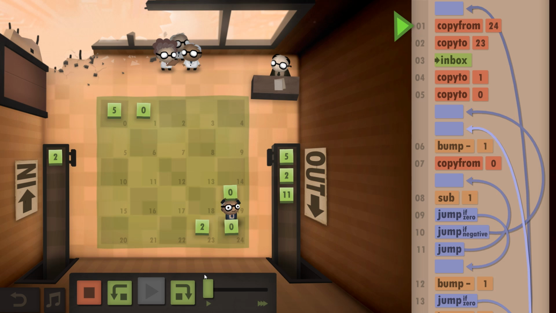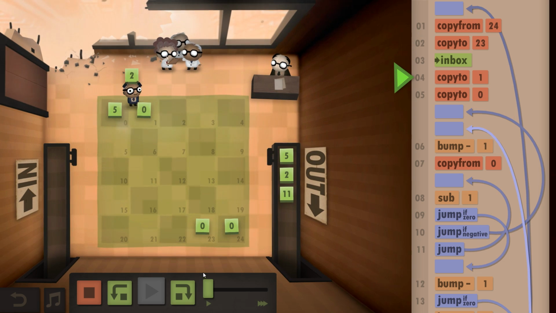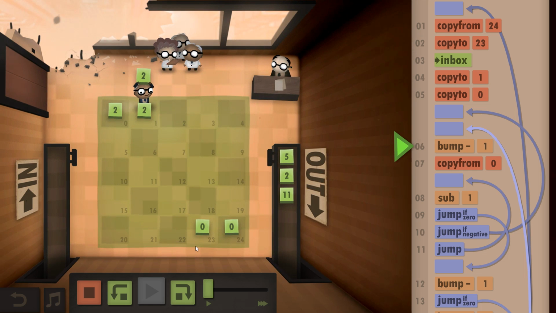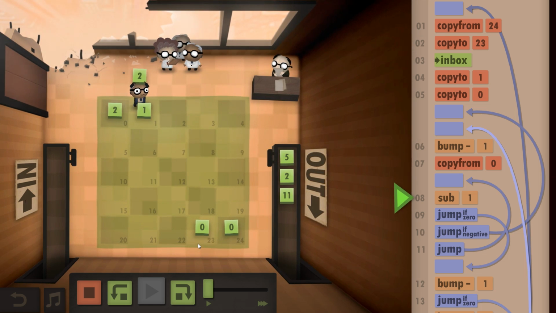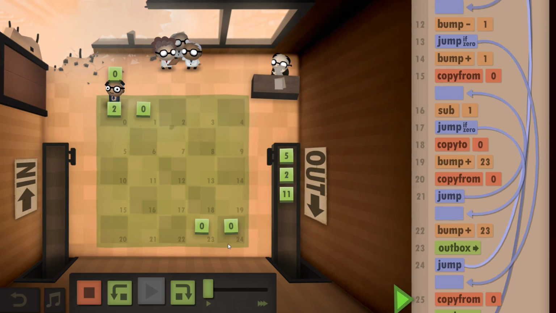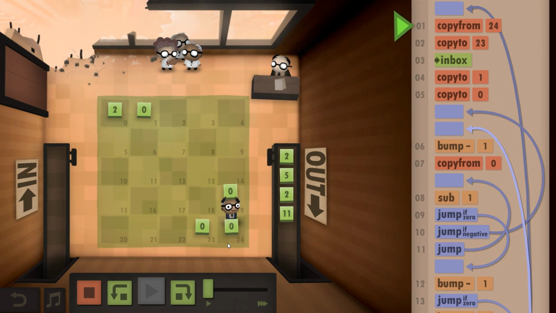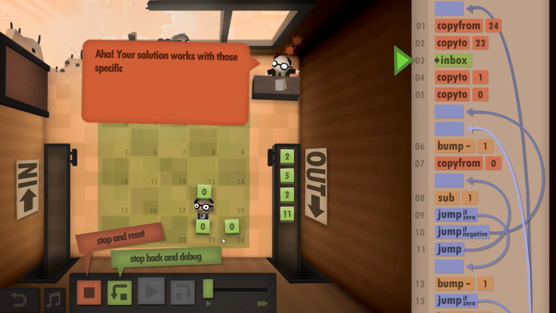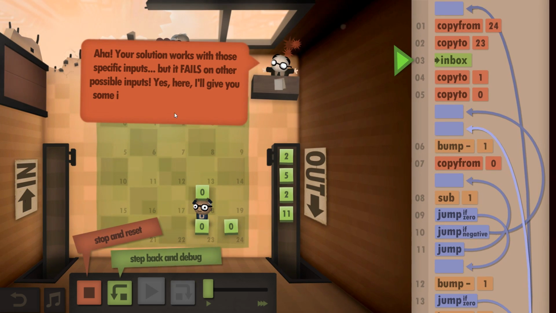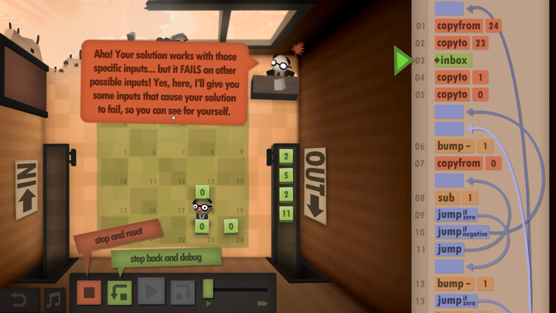But this is not a robust solution. I'm pretty sure I'm gonna get that message. Actually, I'm certain. But it's something. It's a start. It's a messy start, but it's a start. Yay! Non-robust solution. Yeah, it fails on other possible inputs. Yes, here I'll give you some inputs that cause your solution to fail, so you can see for yourself.